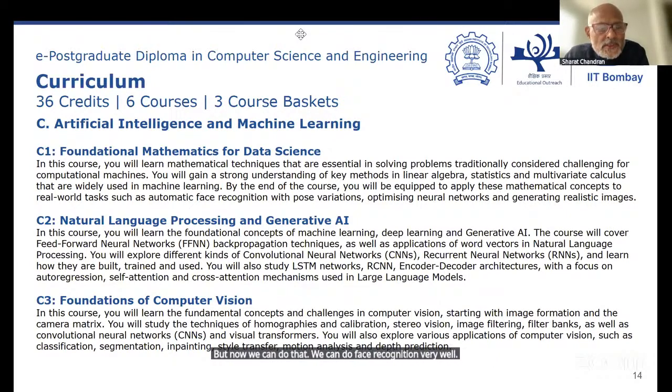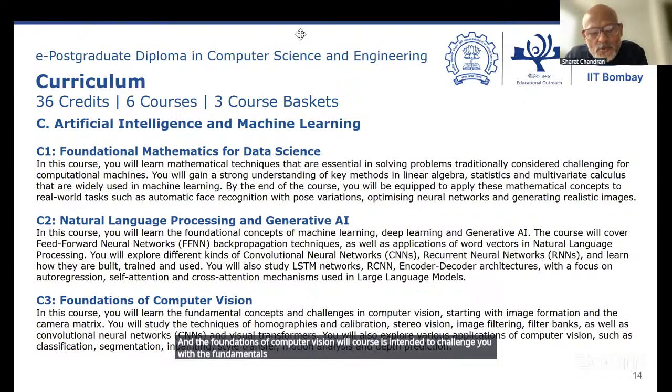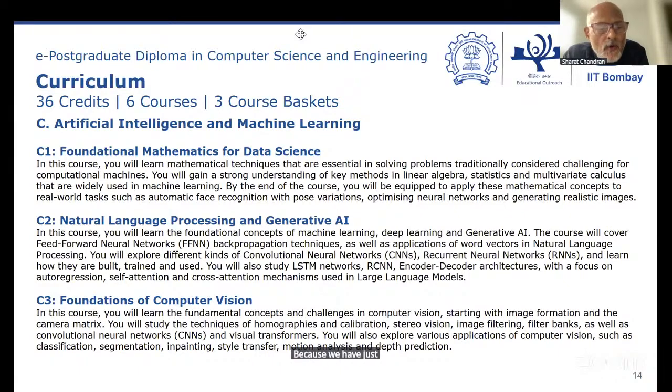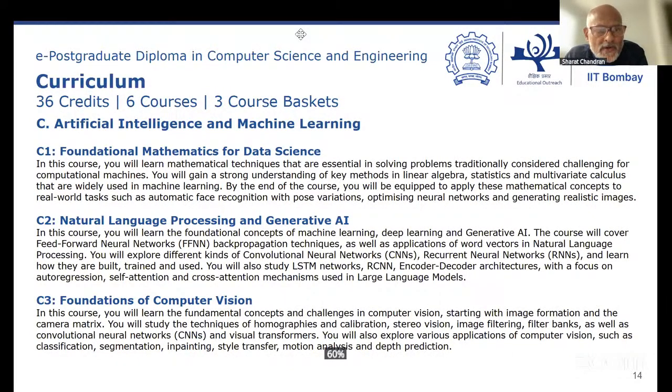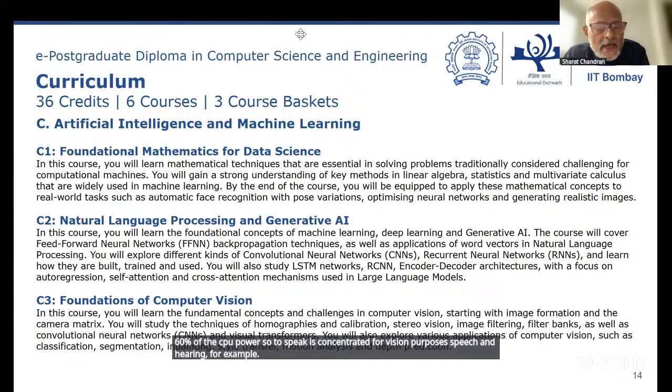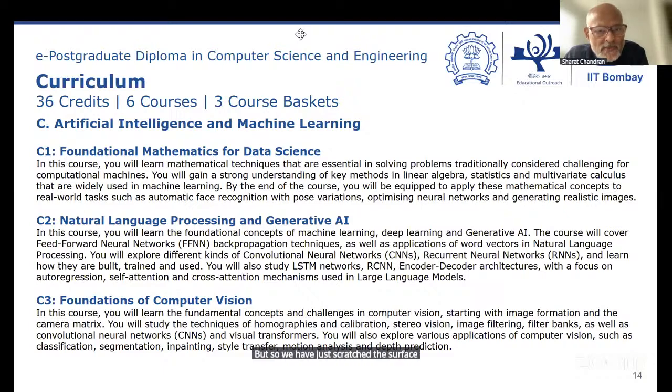And the foundations of computer vision course is intended to challenge you with the fundamentals, which will help you to solve future problems, because we have just scratched the surface of computer vision. You might know, for instance, that the human brain has approximately, depending upon whom you talk to, 60% of the CPU power, so to speak, concentrated for vision purposes. Speech and hearing, for example, are less. Balance is another one. But we have just scratched the surface of what is possible in computer vision.